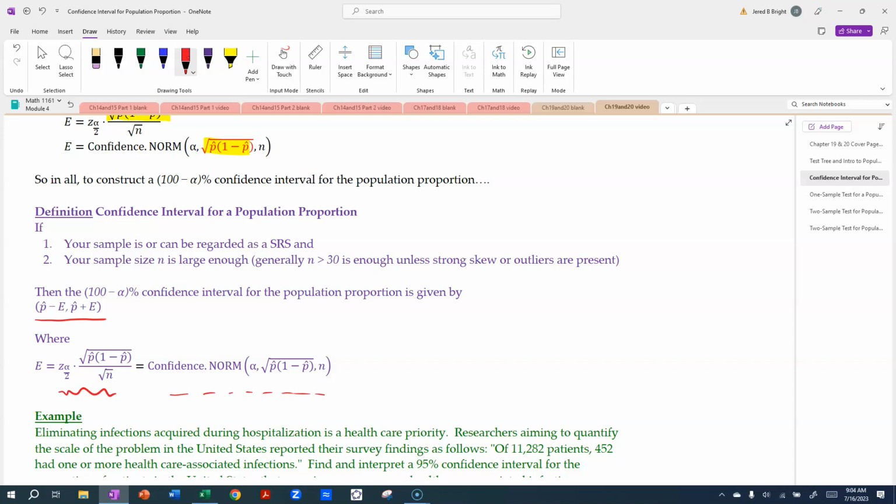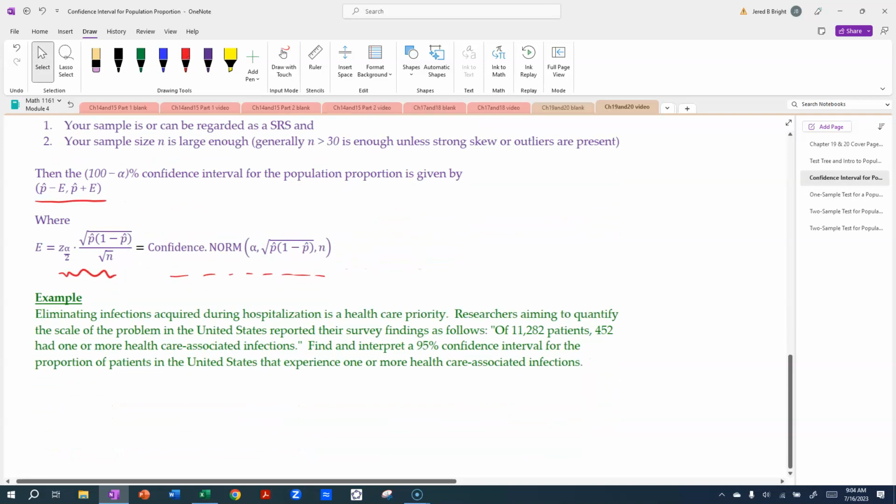So in short, this is how we do it. Why we have this specific margin of error? Stay tuned. I promise I'll explain.